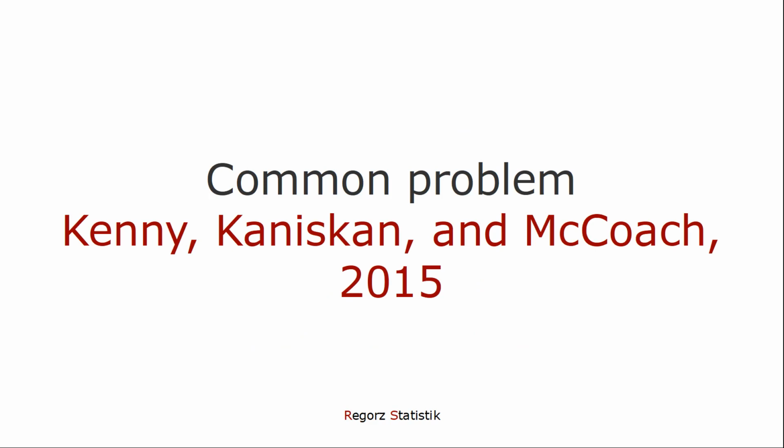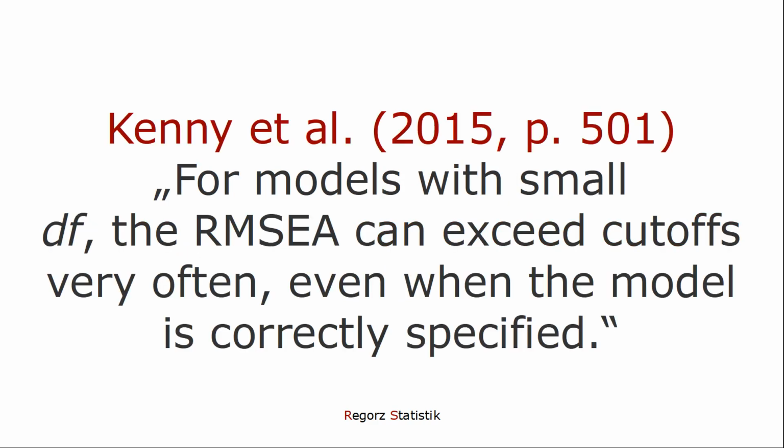This seems to be a common problem. The relevant source for that is Kenny, Kaniskan, and McCoach, 2015. At least that's the version I've used. There are other versions of this paper from 2014. And the key statement by them is, for models with small degrees of freedom, the RMSEA can exceed cutoffs very often, even when the model is correctly specified. So if you have a model with small degrees of freedom, an RMSEA above the cutoff points doesn't tell you that you have a misspecified model.